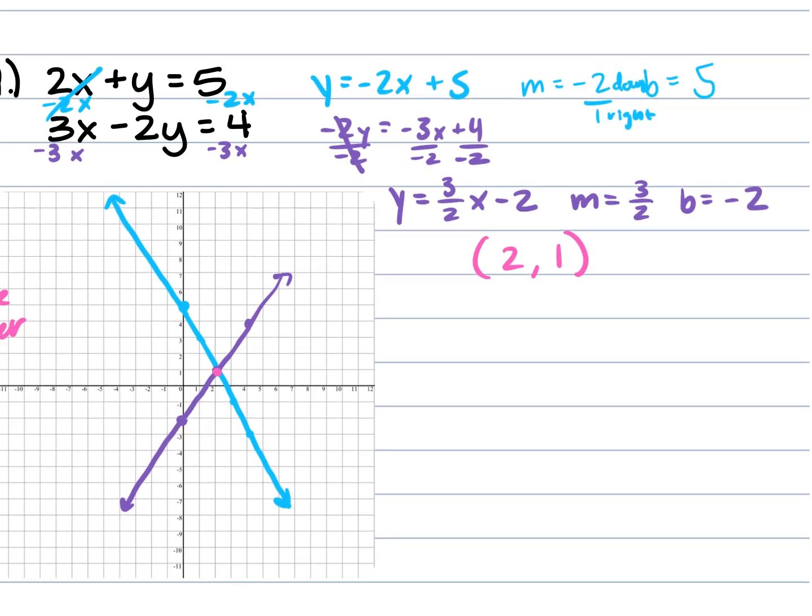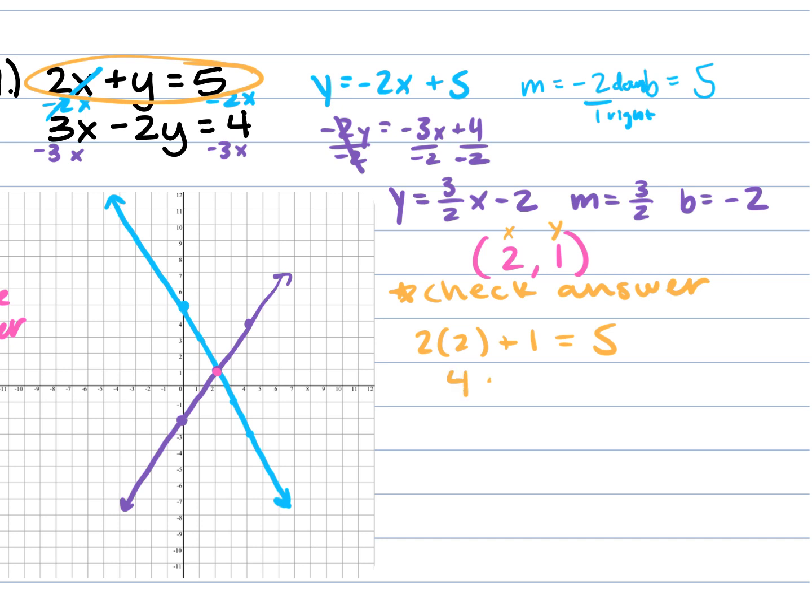And then what do we have to do next? Plug it in to check the answer. So what's my x? 2. And y is 1. So let's plug it in. I'm going to plug it into the original equation up here. So I have 2 times 2 plus 1 is equal to 5. 2 times 2 is? 4. And 4 plus 1? Does 5 equal 5? Yes. So it works for the first one.